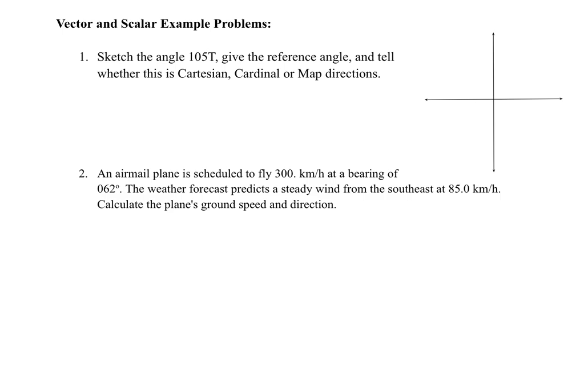All right. So this particular one is a map, which means I'm going to start at my north and go clockwise. That first 90 hits right there at the axis, so I've gone another 15 degrees. So I'm going to say this is a map instruction, and my reference angle closest to the x-axis would be 15 degrees. So that's what you're going to use in these word problems.